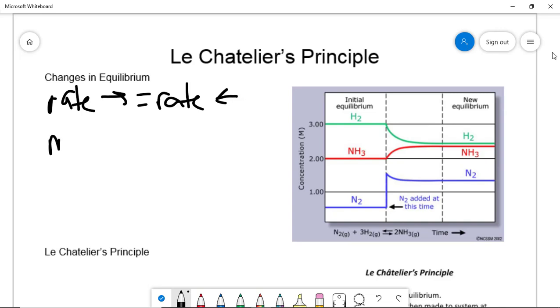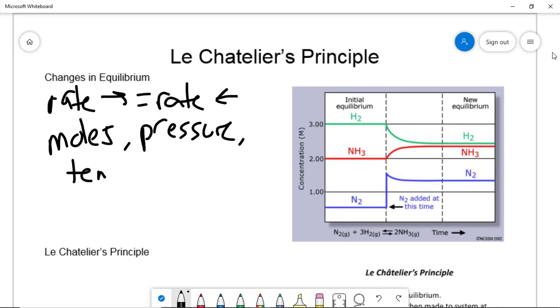One is by changing the number of moles. One is by changing the pressure. And the last is by changing the temperature. And that actually causes a shift in the concentrations. When you shift concentrations, or when you change something that's in equilibrium, it is going to work to reestablish equilibrium.